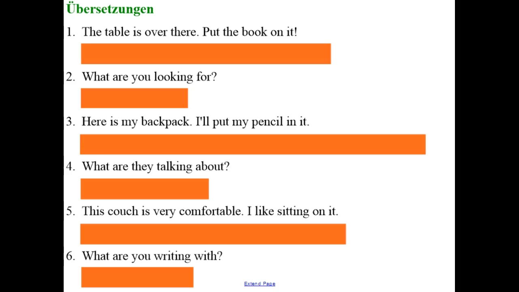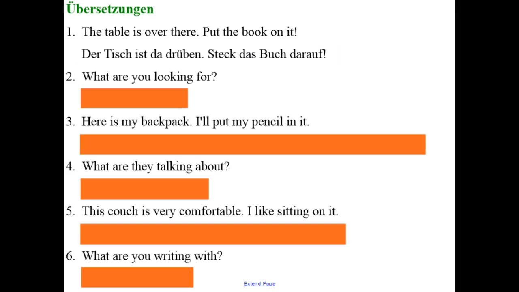So Nummer 1, the table is over there, put the book on it. We would come up with Der Tisch ist da drüben or Der Tisch ist dort. Steck das Buch darauf. If I put that in long form, I could do put the book on the table. Steck das Buch auf den Tisch. But to shorten that, since I already established table, Steck das Buch darauf does the job for me.